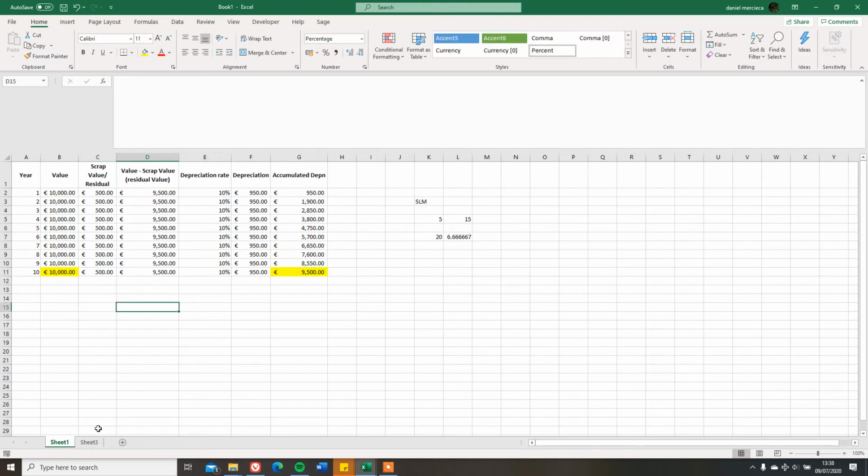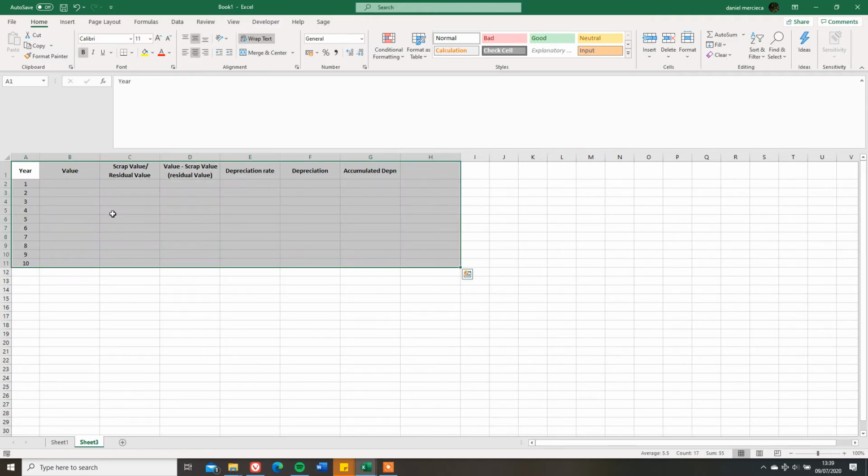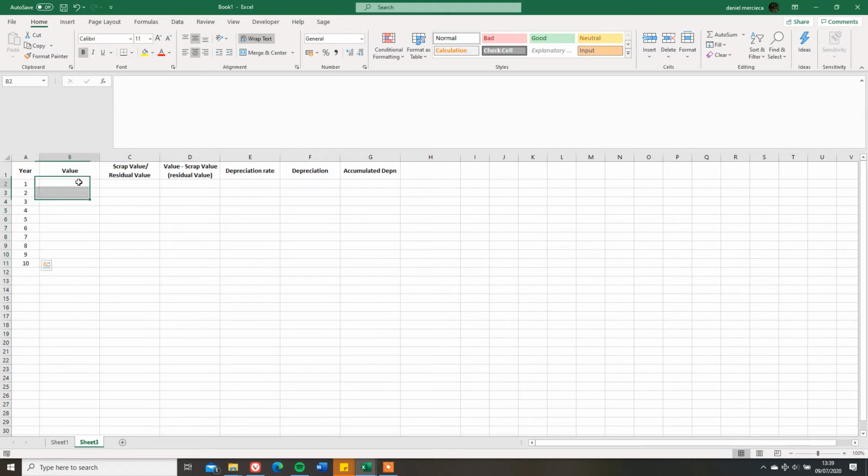Okay, so now we'll be moving on to the reducing balance method of depreciation, which I will be discussing. It is not very difficult to understand and comprehend. The first year will be the same as the straight line method. The only difference is that along the years, this value will be changing. Okay, so I have populated this sheet. I have just entered the number of years. So let's say that we have the same asset valued at 10,000 with no scrap value.